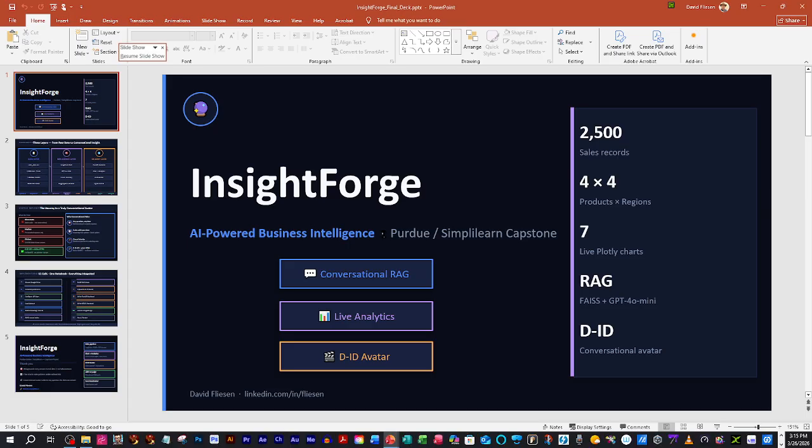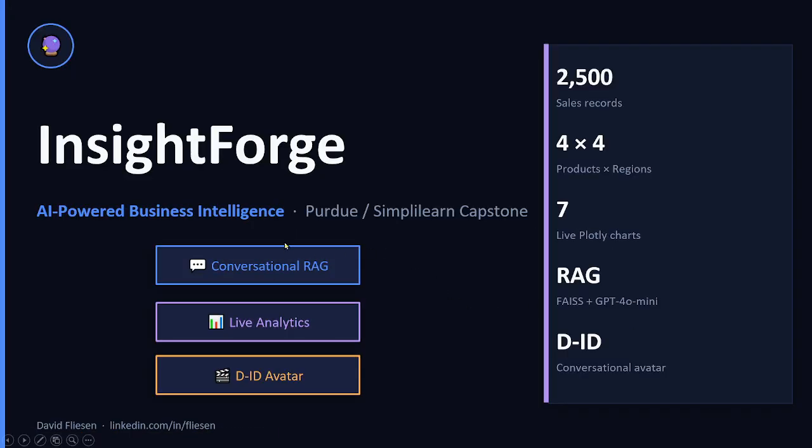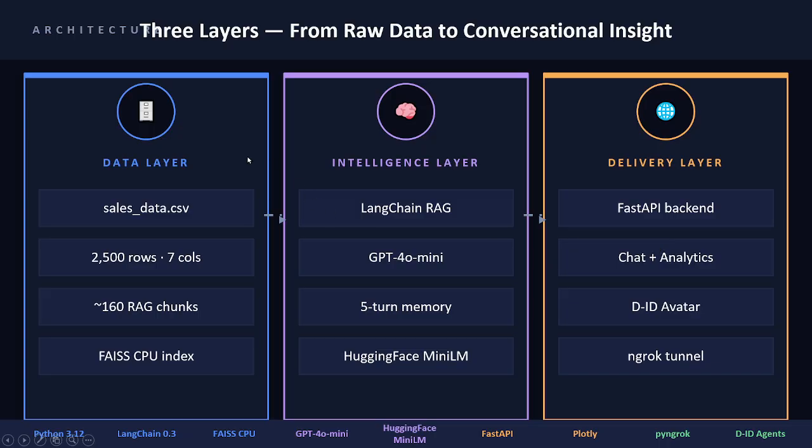for InsightForge. So with InsightForge, we have three parts to it. As you saw, the conversational RAG, and then the live analytics. So this is the chatbot. This is the charts that we did. And then D-ID was the avatar. All right. So there were three layers on this, from raw data to conversational insight.